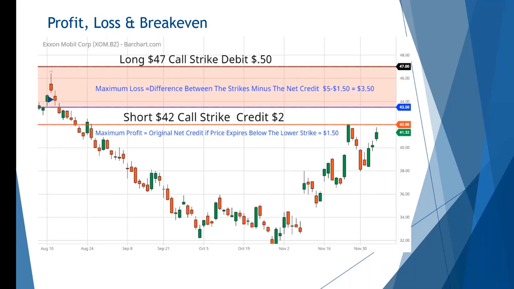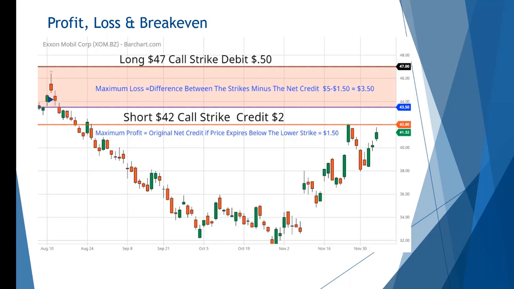Well, here you see in this example, we're looking at Exxon. We're going to short the $42 call, and we're going to receive a credit of $2. At the same time, we're going to purchase the $47 call, and that's going to cost us 50 cents. So we're going to take in $2, and we're going to put out 50 cents, and we're going to have a net credit of $1.50. Now, we will only achieve that maximum profit, that $1.50, as long as the price of Exxon stays below $42 at the time of expiration.